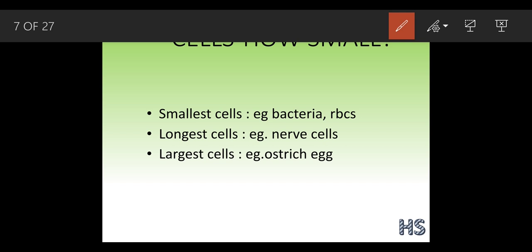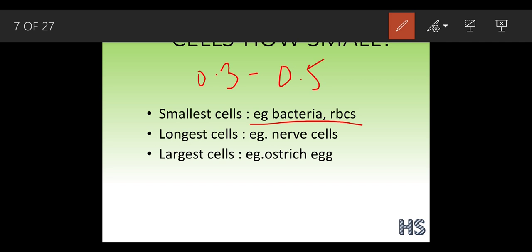Smallest cells in the human body are bacteria and RBCs. This bacteria is very small, around 0.3 micrometer to 0.5 micrometer, which is very difficult for human eyes to see. That is why we use a compound microscope to examine these RBCs. Again, RBCs we can't see with the naked eye.